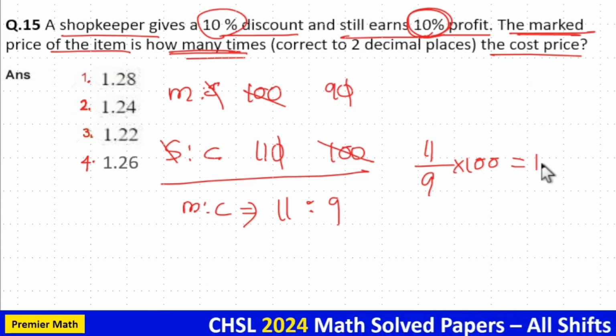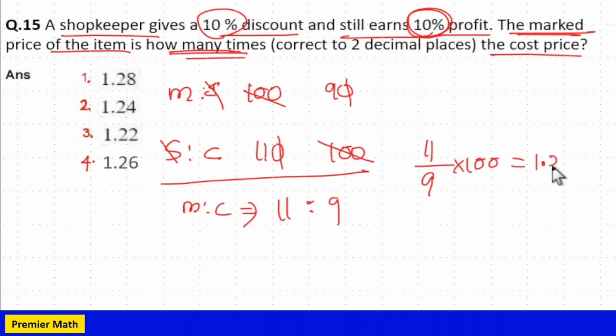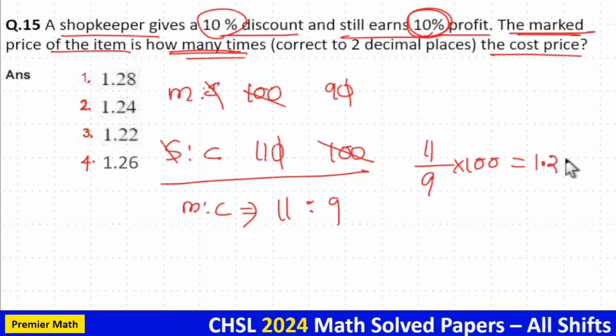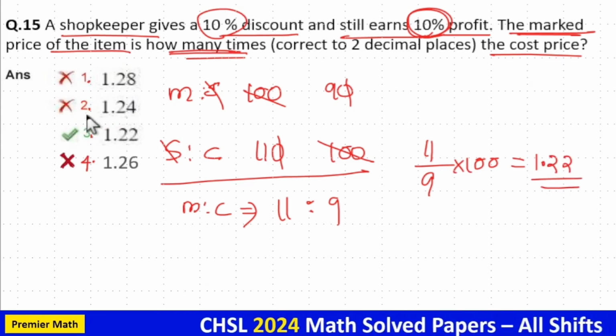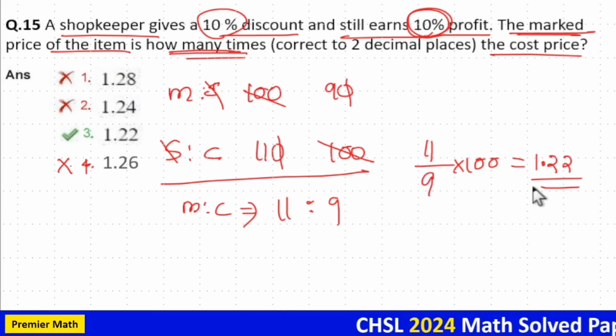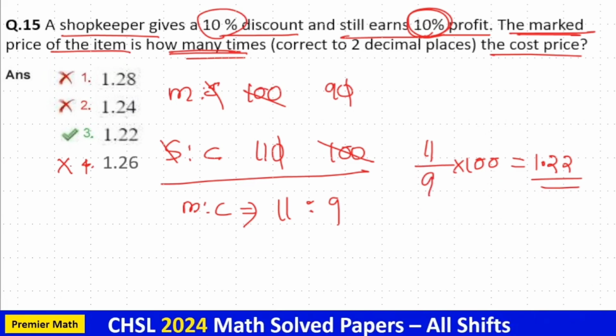9 goes 1 time in 11, remaining 2. 9 goes 2 times in 20, remaining 2. 9 goes 2 times in 20. So option 3 is your answer. 1.22 times. So mark price is 1.22 times cost price.